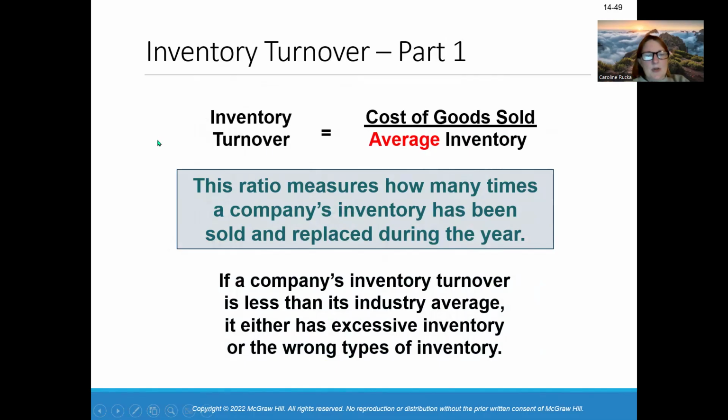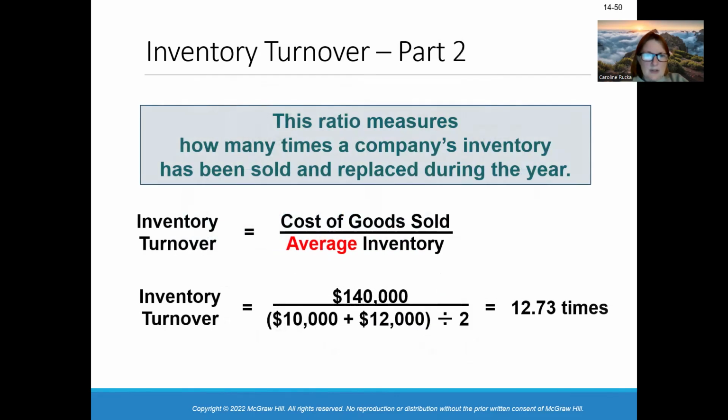All right. So inventory turnover is cost of goods sold divided by average inventory. This is a measure of how many times a company's inventory has been sold and replaced during the year. If a company's inventory turnover is less than the industry average, either it's buying too much inventory or it's buying the wrong types of inventory and people don't want it.